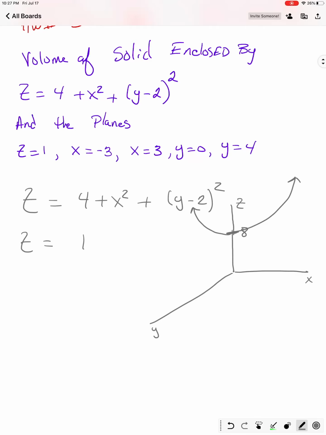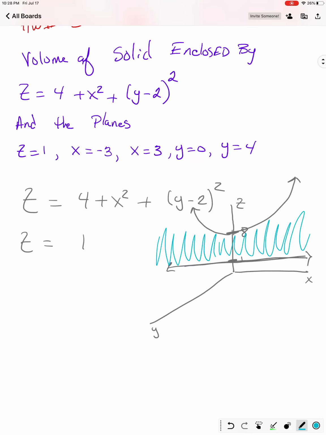Now I'm not drawing it in 3 dimensions very well, but this is sort of a sketch. I'm trying to figure out what my region looks like. I also have z equals 1, so that's down here somewhere. This is 1, and this is going to just be a plane, right? Z equals 1. And so the region we're talking about is the space that lies below z equals 4 plus x squared plus the quantity y minus 2 squared, but above z equals 1, so it's in there someplace.